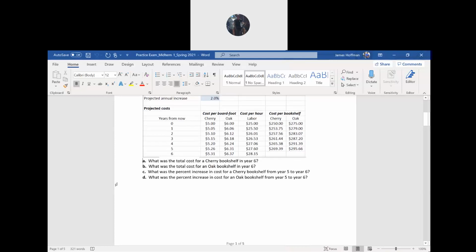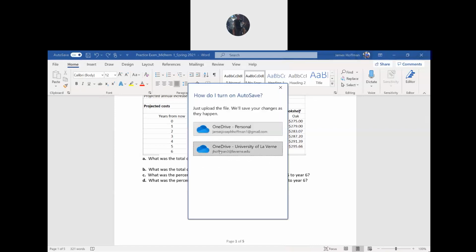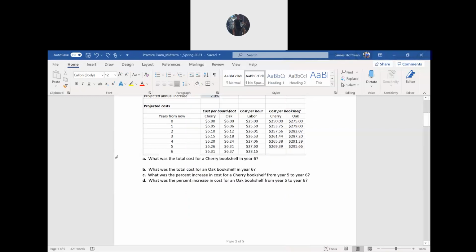So part A, what was the total cost for a cherry bookshelf in year 6? Remember that just composes the labor cost and the raw material cost. So the total cost is just the combination of the labor cost and the raw material, or the wood cost.